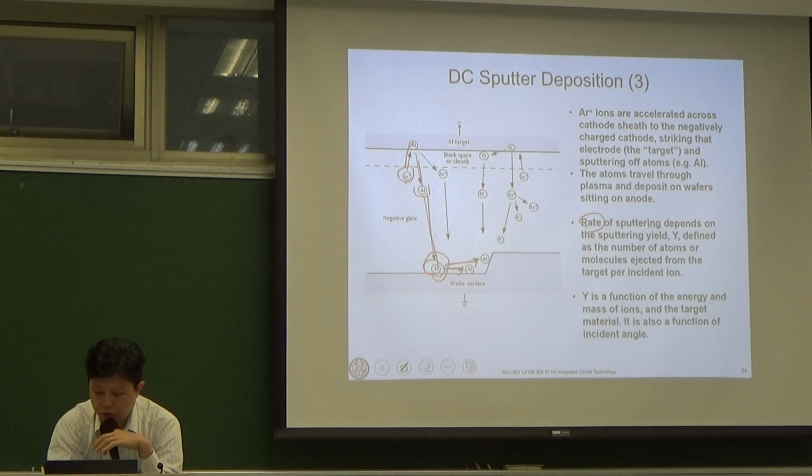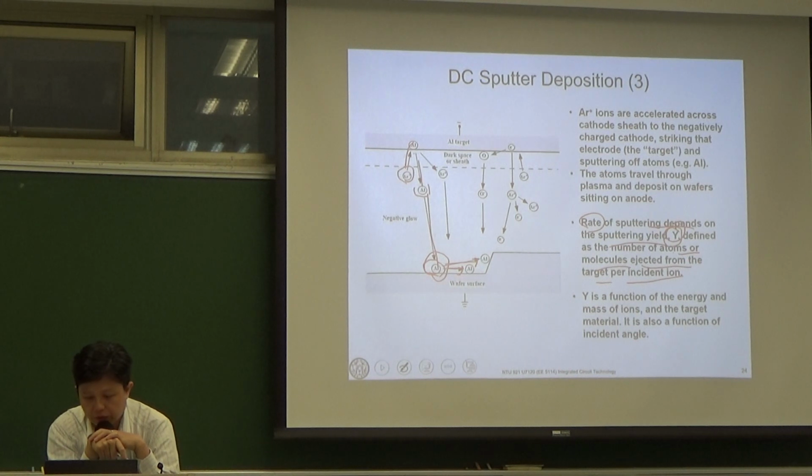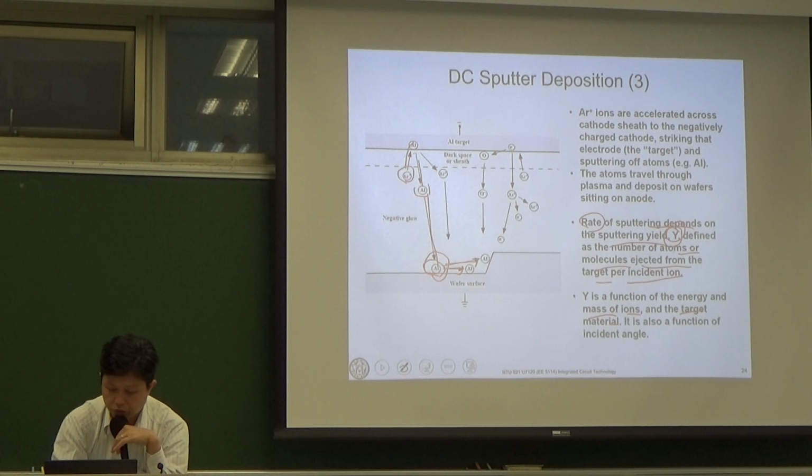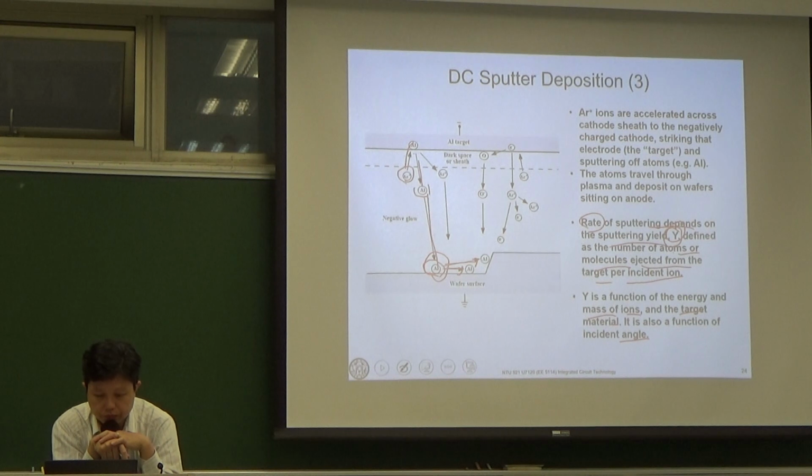The rate of sputtering depends on the sputtering yield, Y. Okay, so Y defines the number of atoms or molecules ejected from the target per incident ion. This sputtering yield is a function of energy and mass of ions, and also the target materials, and also the incident angle.